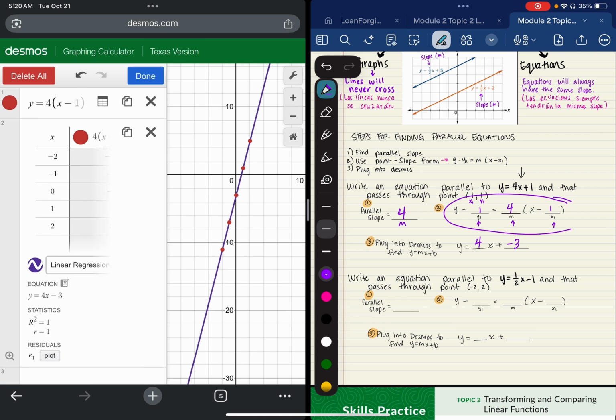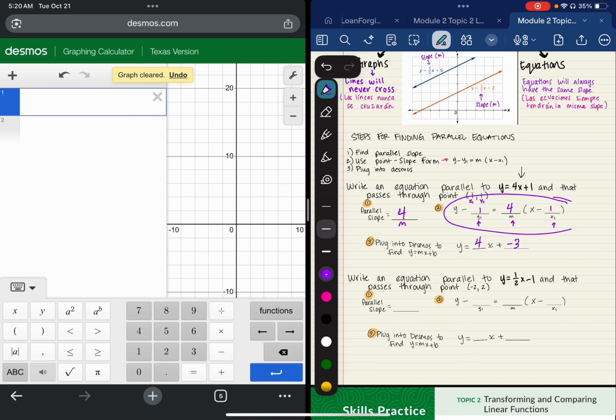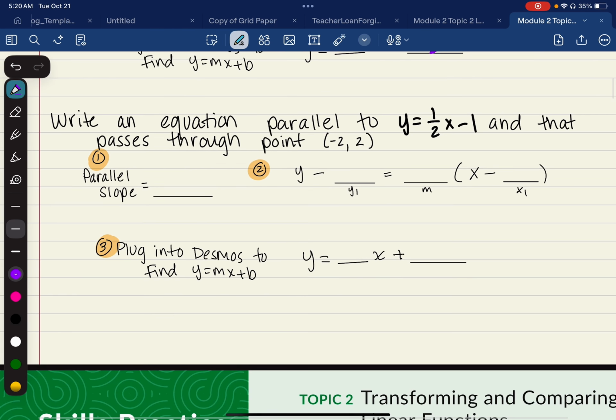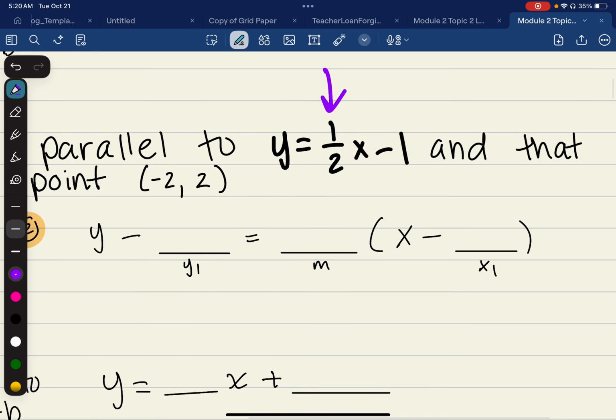So I'm going to get rid of all this again, delete all. All right. So step 1, it says write an equation that is parallel to y equals 1/2 x minus 1, and that passes through this point, -2, 2. All right, so step 1 is, what is my parallel slope? Well, if this is my equation, my slope is 1/2. That is parallel.